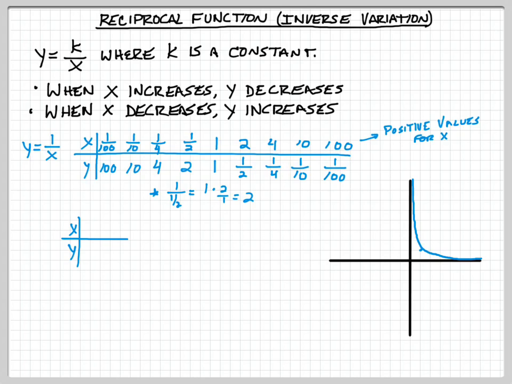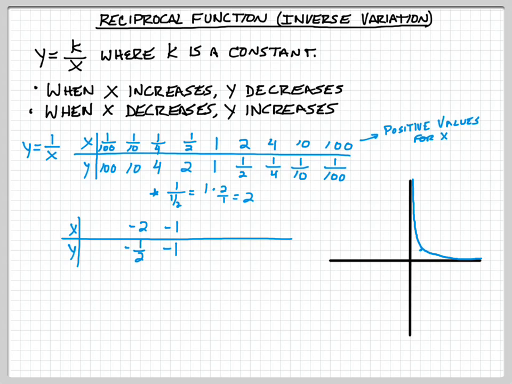So let's look at negative values. So what happens if we have -1 for x? Well, then we're going to have 1 over -1, which is going to simplify to -1. What if we have -2 for x? Well, now we're going to have -1/2.